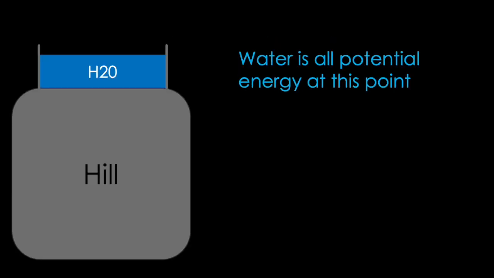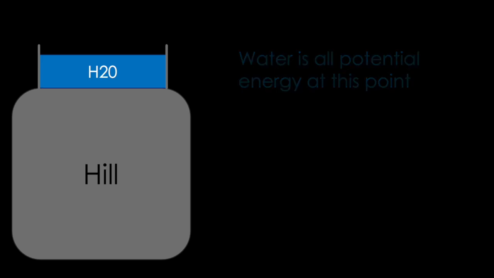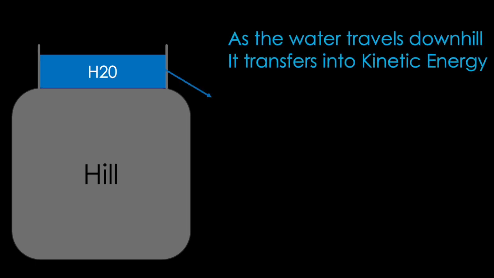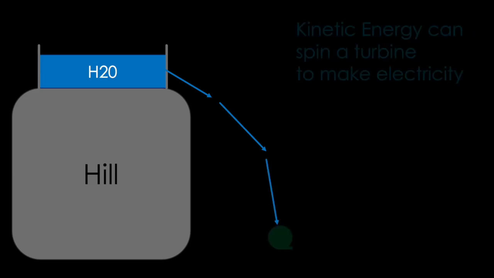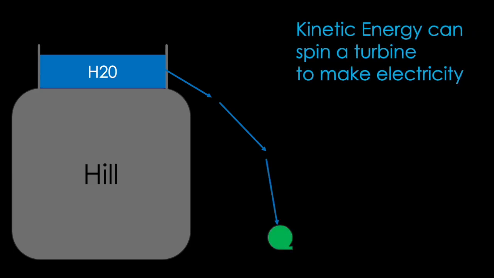With hydroelectric power generation, water on top of a hill consists of all potential energy. As it rushes off the hill, the potential energy is changed and released as kinetic energy. During this transfer of energy, we can tap into its power to produce electricity. Energy production results from slowing the transfer of matter from potential to kinetic energy.